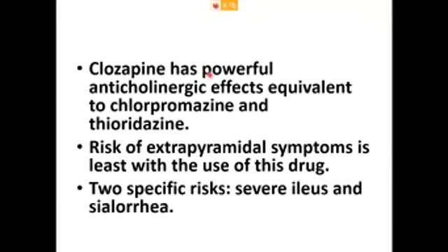Clozapine also has powerful anticholinergic activity, equivalent to chlorpromazine and thioridazine. Among the first generation drugs, the low potency drugs also have anticholinergic side effects. We have seen chlorpromazine and thioridazine. So clozapine also has powerful anticholinergic side effects like chlorpromazine and thioridazine. Remember CTC: CTC can cause anticholinergic side effects. What are the CTC? Clozapine, chlorpromazine and thioridazine.